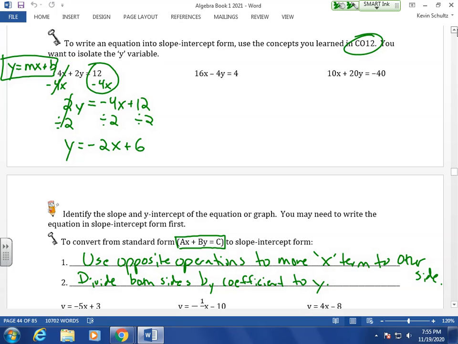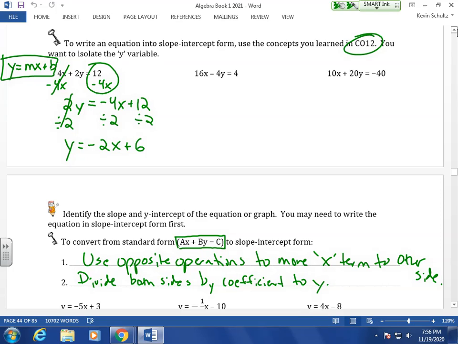So converting from standard form to slope-intercept form, I can now look at this equation. When it's in standard form, you can't really look at it and tell what the slope or the y-intercept is. Put it in slope-intercept form, and now I can say, okay, the slope is negative 2. It's going down 2 over 1, and the y-intercept is positive 6. It crosses the y-axis at positive 6.